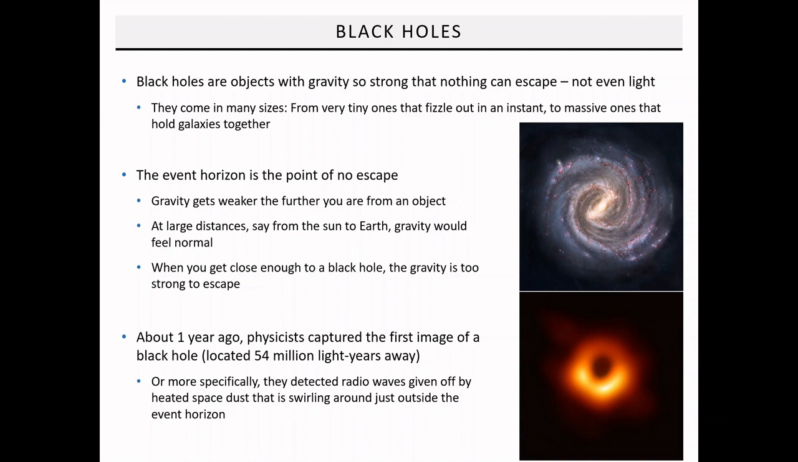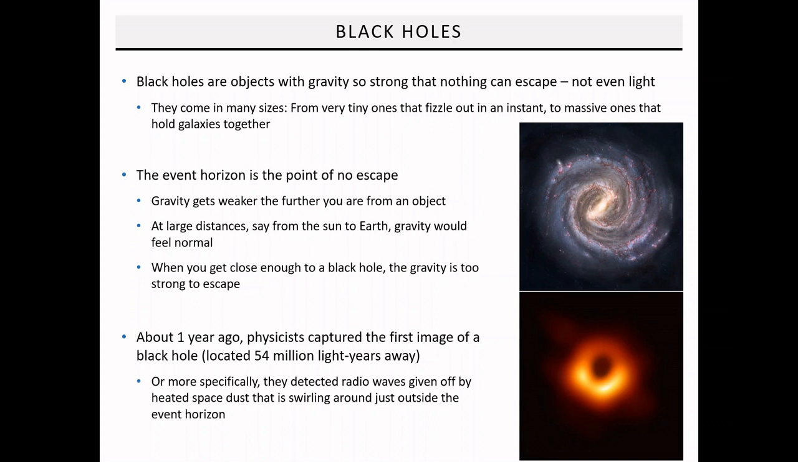So if you're talking about large distances, like say from the sun to the Earth, gravity feels like normal. When you get close to a black hole, gravity gets stronger. And this is true for the sun as well. But the point is, with a black hole, you can get close enough that at some point you can no longer escape that gravitational pull. That point of no escape is called the event horizon for the black hole.